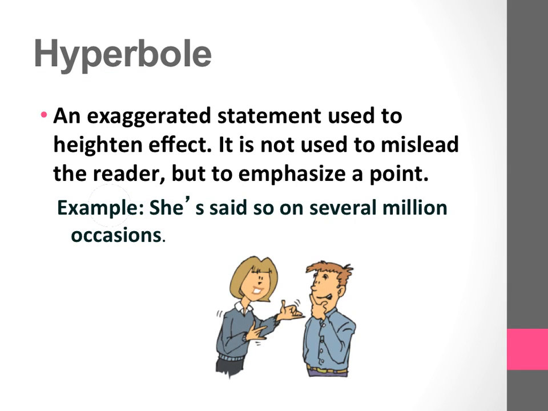Hyperbole is an exaggerated statement used to heighten effect, usually not to mislead the reader, but to emphasize a point. Here's an example. She's said so on several million occasions. She's probably said it several times. But several million? This author wanted to use hyperbole to exaggerate the fact that she's heard this story several times and they were getting really sick of it. So exaggerating it here makes it perfect for the audience to feel the reader's pain in hearing that same story.